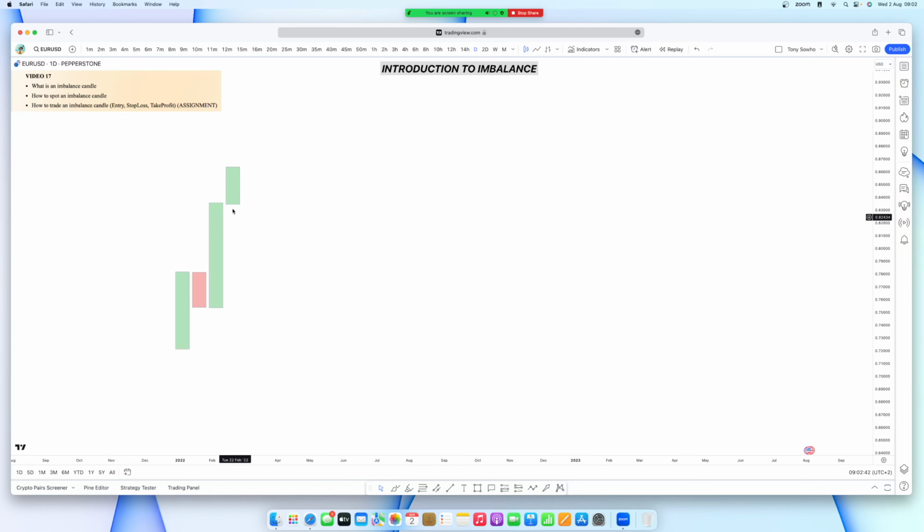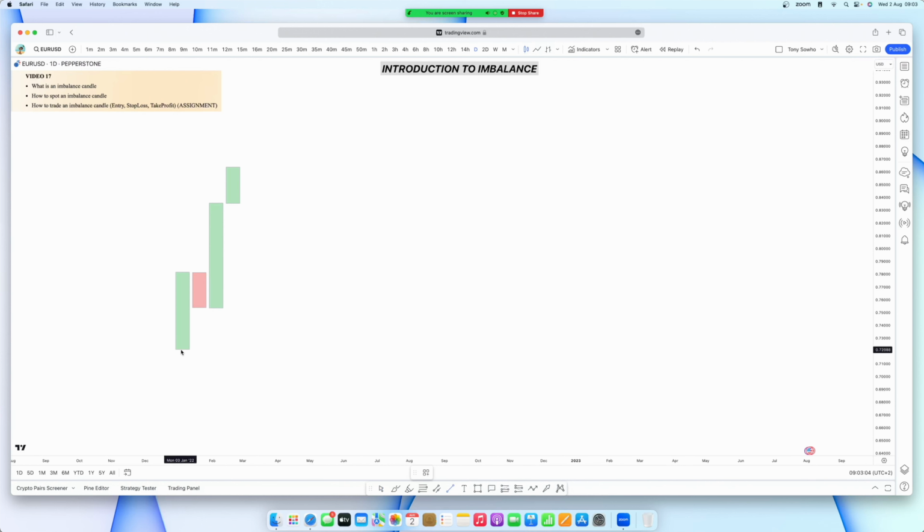Exactly. So now, how many candles did we have here? We have 4 candles, 3 bullish candles and 1 bearish candle. Already from this, you can see that there's a lot of buying pressure here, because price is going to the upside. So now how is an imbalance created? How do you spot an imbalance?